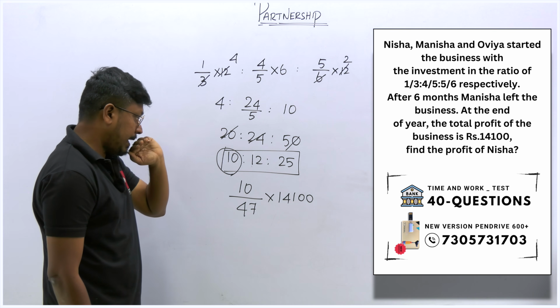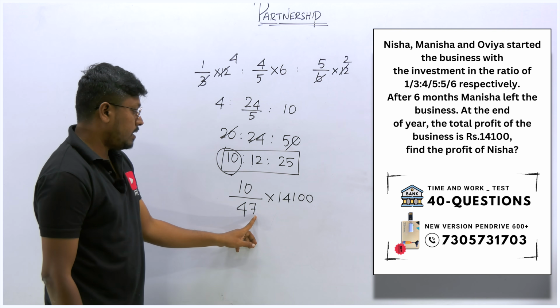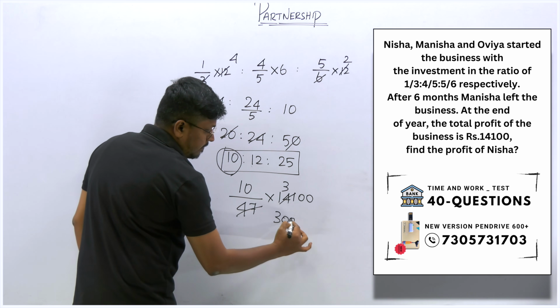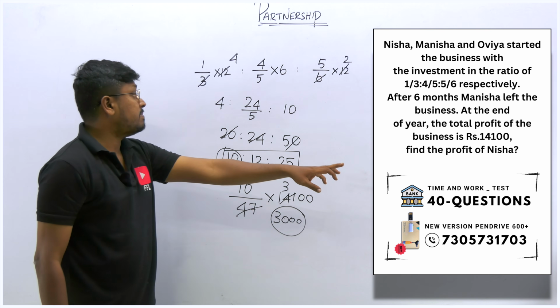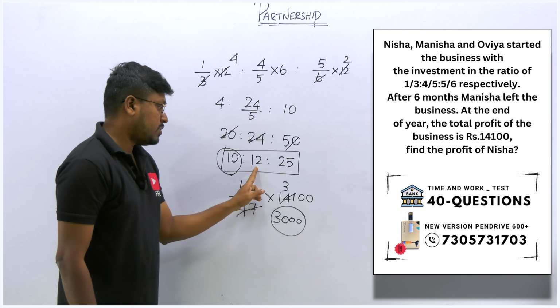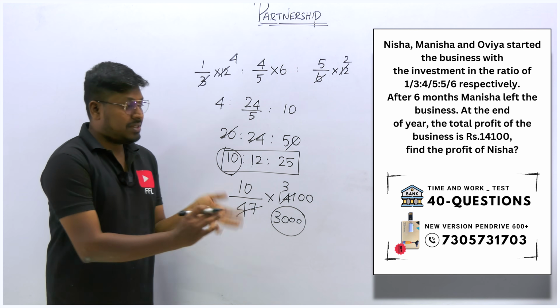Now we need to cancel it, right? 47 into 3 is 141, so 4 3s are 12, 13, 14, 3 times. So the answer will be 3,000. So 3,000 is the profit share for the first person, Nisha. In case they ask about the second person, Manisha, it is 12, and the last person, Ovia, will be 25. Right. So the question is very simple.